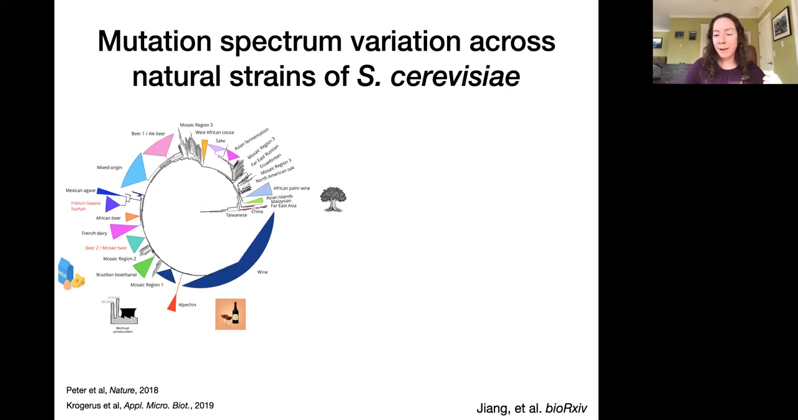So with the time I have left, I just want to tell you about a second story we're really excited about, looking for natural mutators in the yeast Saccharomyces cerevisiae. The way that we were doing this was quite different. Instead of leveraging lab crosses of S. cerevisiae, we looked at a really nice panel called the 1011 yeast strains, which was assembled a few years ago from a combination of domesticated and natural environments.